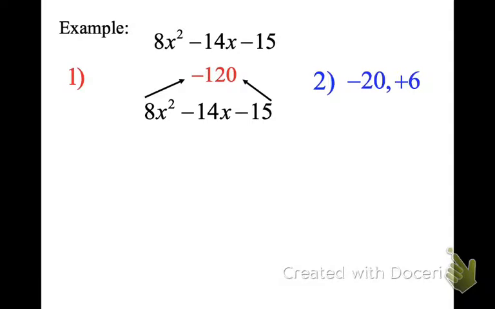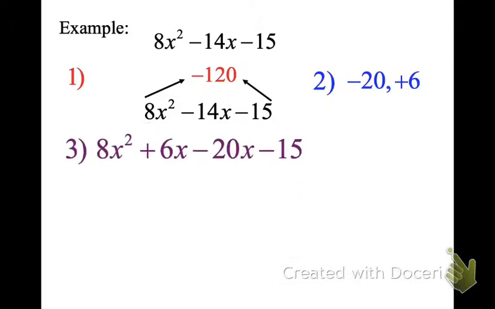Then we bring down the 8x squared, the negative 15, and then we put our negative 20 and positive 6 in between. So when we look at positive 6 and negative 20, it's like saying Edward versus Ed. It's just a longer name for negative 14.